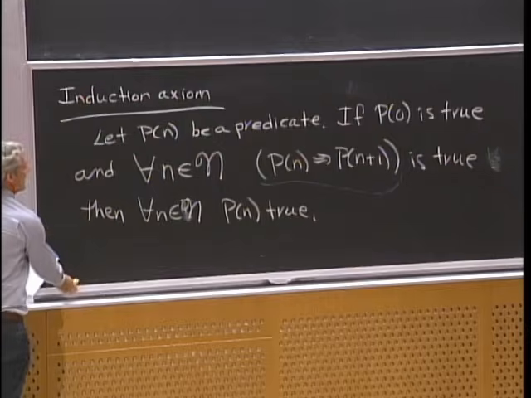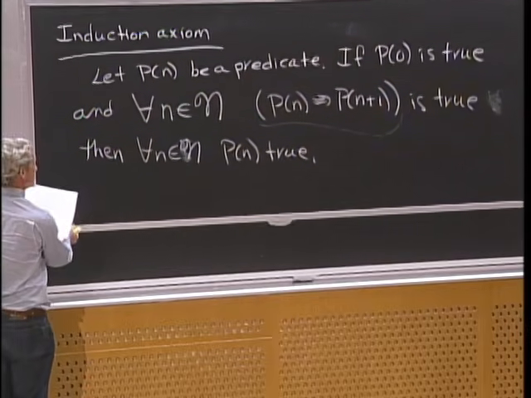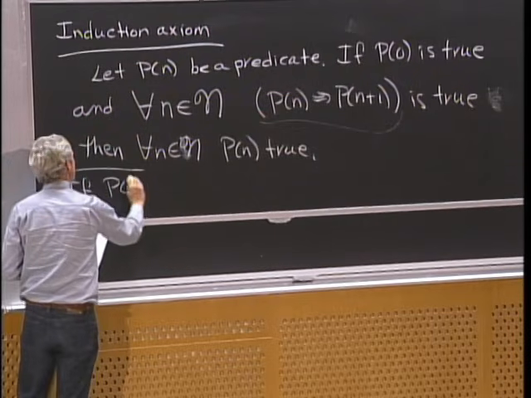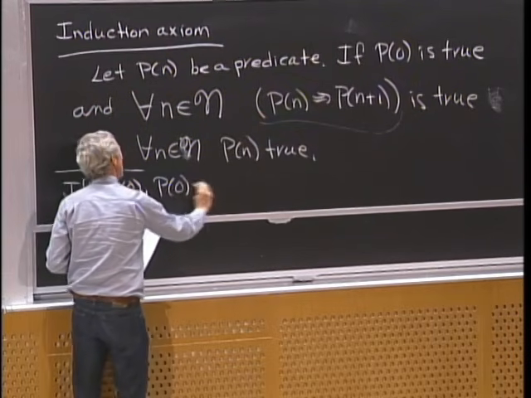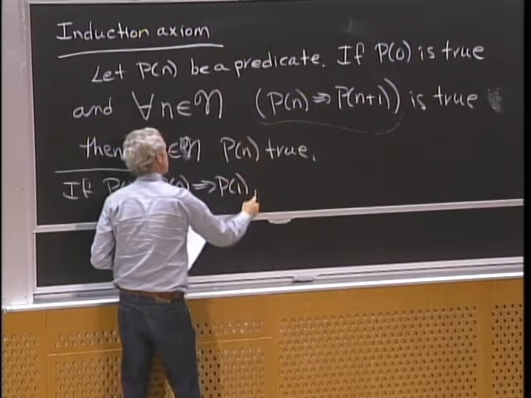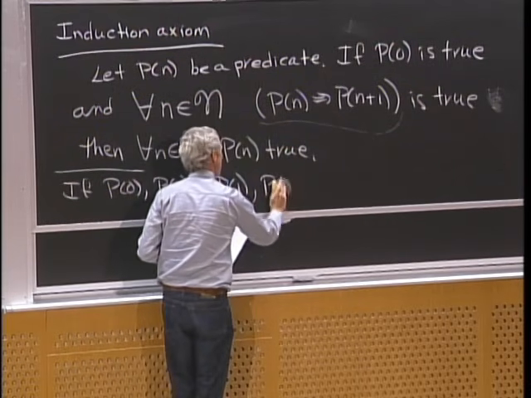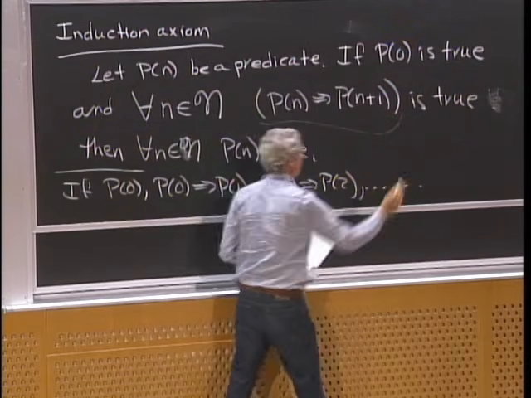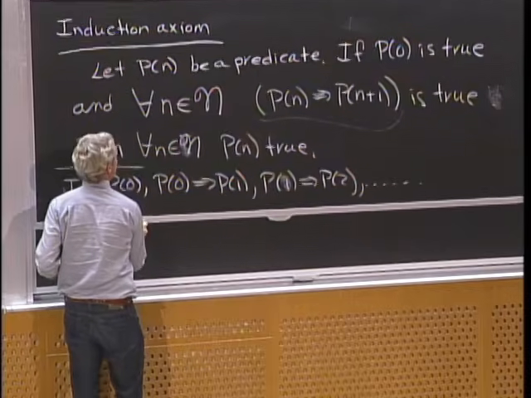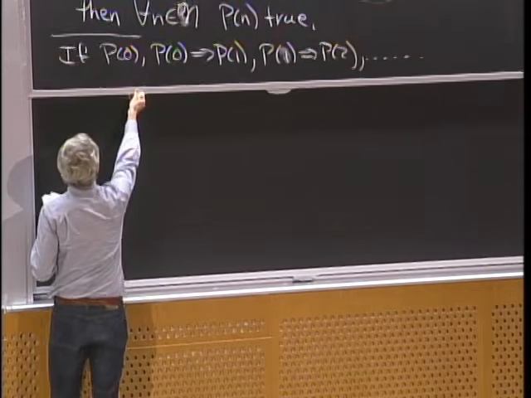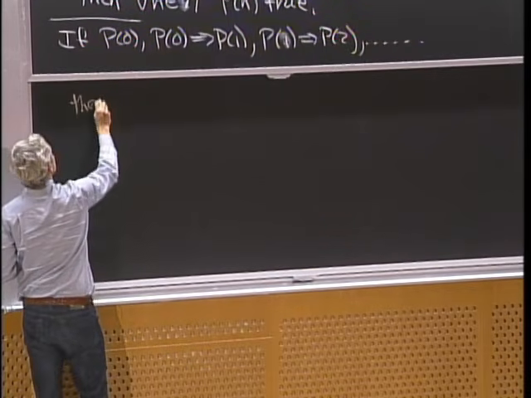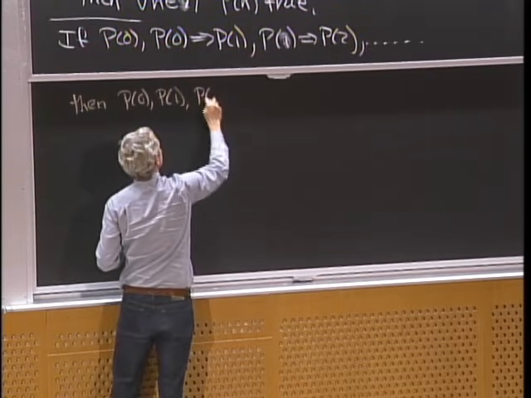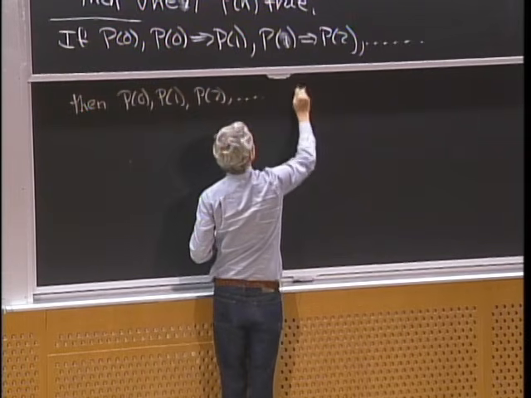All right, another way of saying this without the for alls there is that if P(0) is true, if P(0) implies P(1) is true, if P(1) implies P(2) is true, and so on forever, then P(n) is true for all n. So then P(0), P(1), P(2) forever are true.